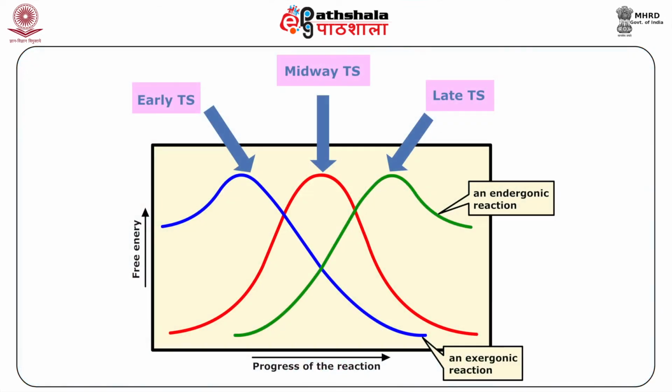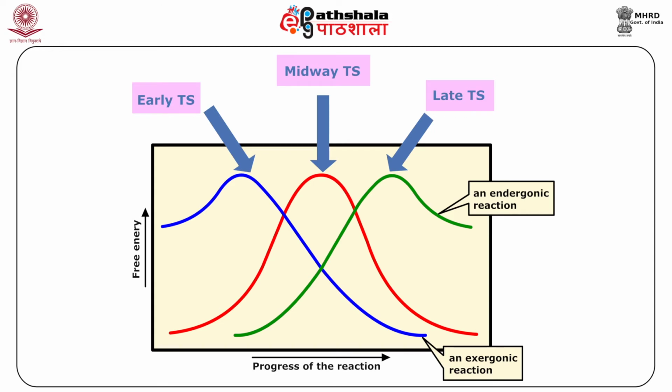Now, sometimes the terms early or late transition states are also used. An early transition state is reactant like, whereas on the other hand a late transition state is product like. Now, you can clearly see this in the figure that we are showing you.